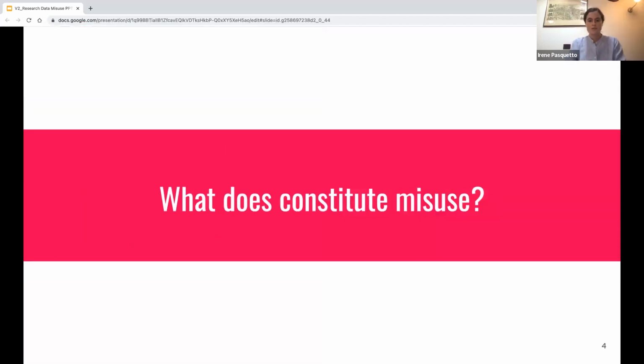So what we hope to do with this research, which is again a work in process, is to help develop a shared framework for defining and preventing data misuse that can be adopted by data intermediaries to take important decisions about when and how to release crucial research data.